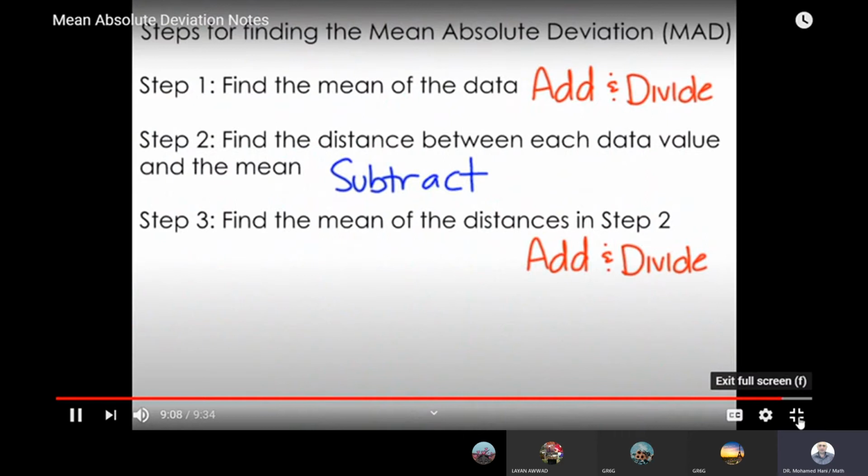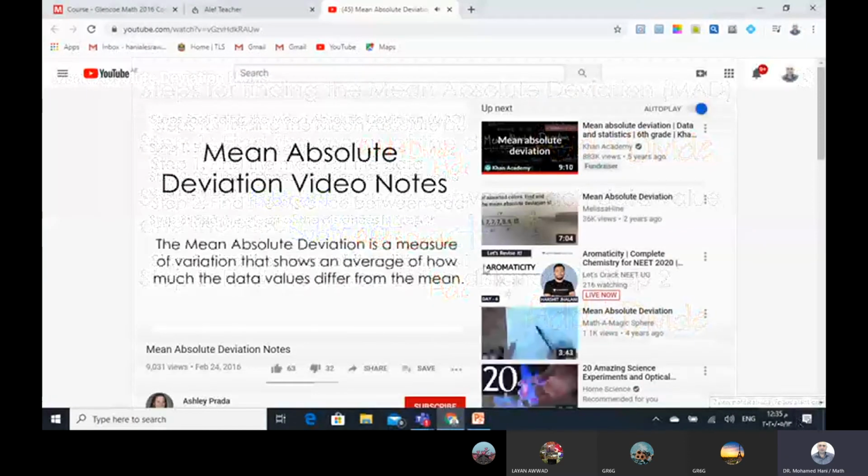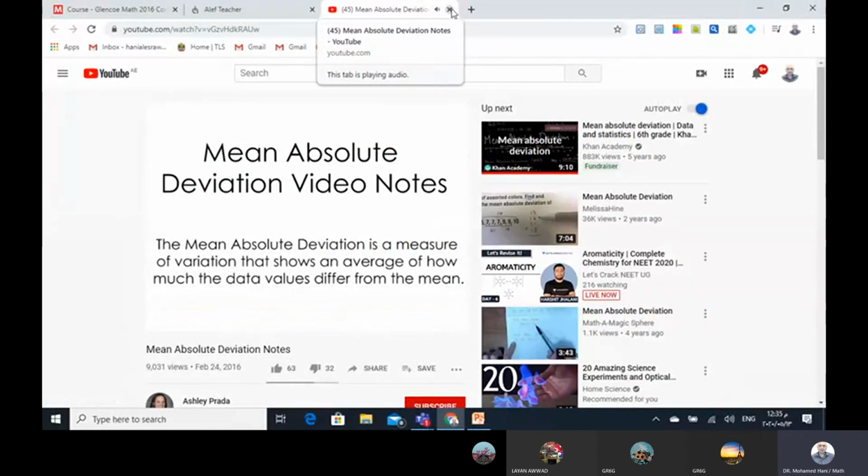None of this is super complicated math. It's just a matter of being really organized and taking your time and making sure that you don't make a mistake that will throw everything else off. And once again, mean absolute deviation is just a way to measure how spread out the numbers are, and it's going to be your average distance between each data value and the mean. All right.